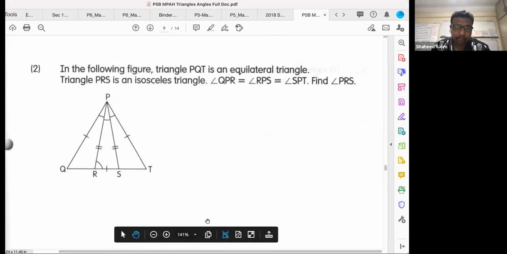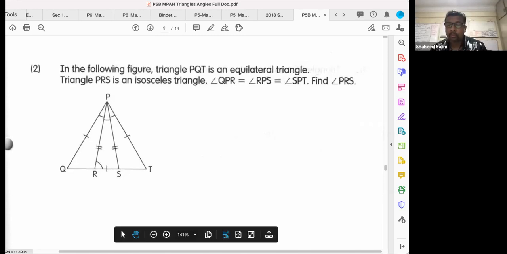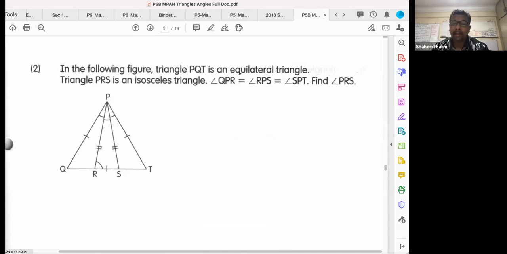Now, don't be afraid of the question. They don't show any angles. You know it's an equilateral triangle. You know which. Okay, we ask, right? Very scary. You can label the angles that you know already.